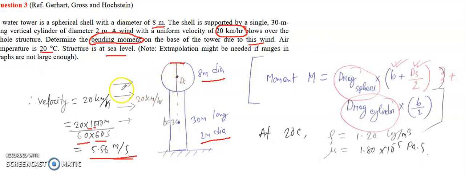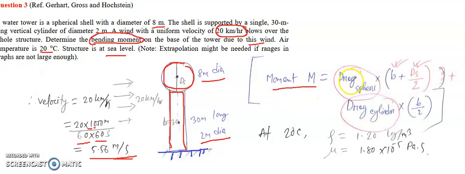What sort of force are we going to consider? The air is blowing this way. This is the spherical shell, and this is the cylinder. So definitely the drag force is the acting force here, and the corresponding distance. This is the base. So we need the drag force and the corresponding distance. If we consider the moment, then we need to consider the distance from the center. So we'll get two different things: the bending moment due to the spherical shell, and the bending moment due to the long cylinder. That means we need to do a summation of the bending moment of this and this.